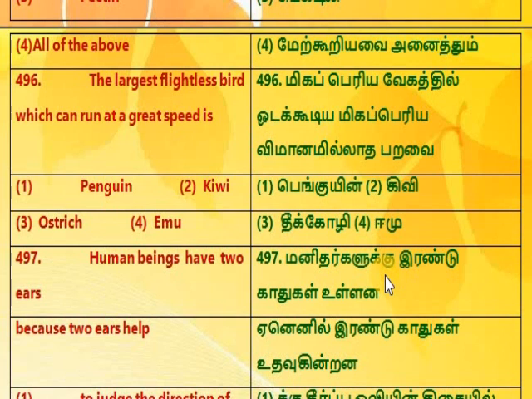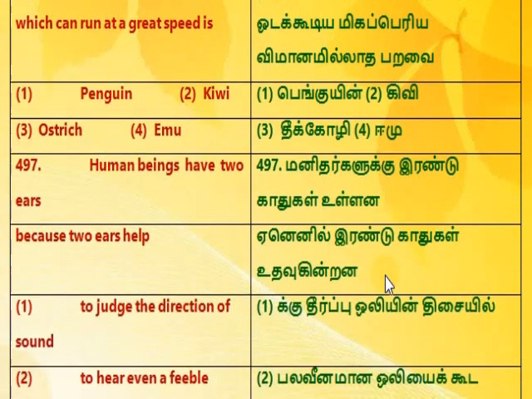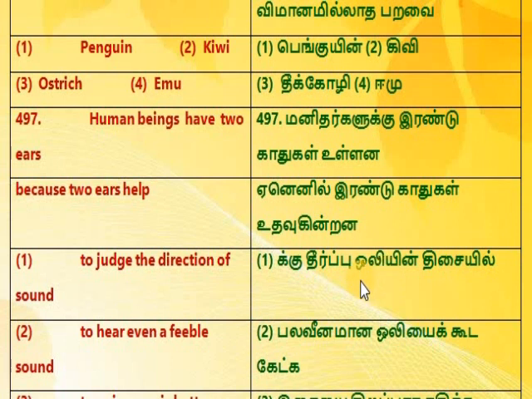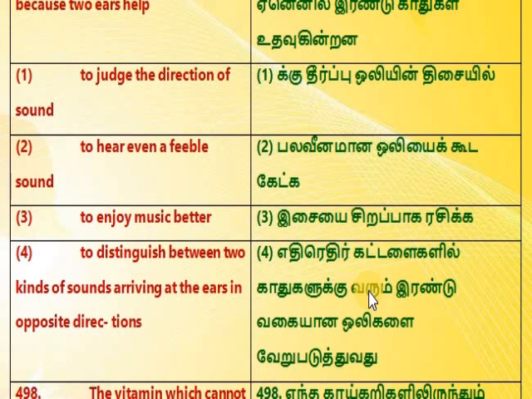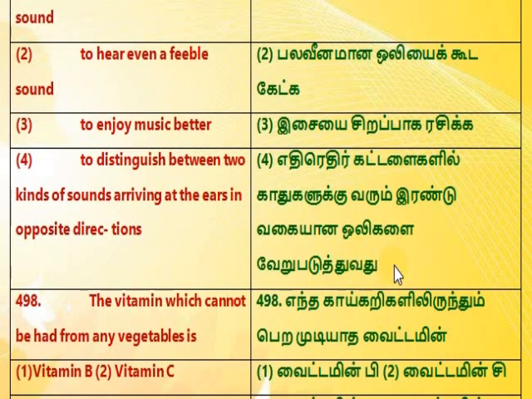496. The largest flightless bird which can run at a great speed is: 1. Penguin. 2. Kiwi. 3. Ostrich. 4. Emu. 497. Human beings have two ears because two ears help: 1. To judge the direction of sound. 2. To hear even a feeble sound. 3. To enjoy music better. 4. To distinguish between two kinds of sounds arriving at the ears in opposite directions.